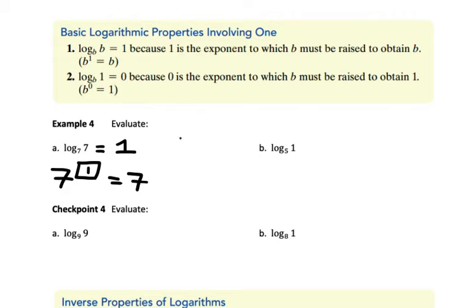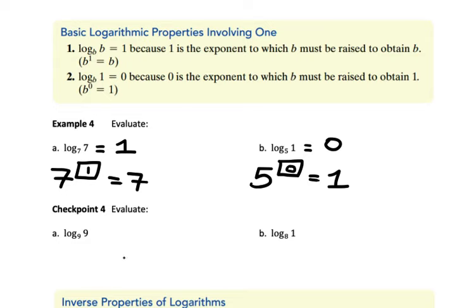For part 2, log base b of 1. So if I look at log base 5 of 1, thinking about this in terms of the exponential equation, the question is 5 to what power equals 1? Well, as you may or may not recall, anything to the 0 power is equal to 1. So it doesn't matter what the base is here, it could be any number, but if there's a 1 after the base, then the answer is always going to be 0, because anything to the 0 power is equal to 1.